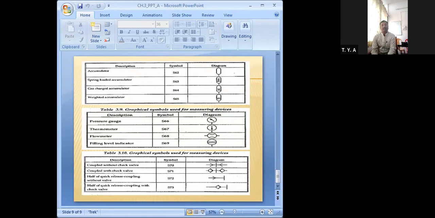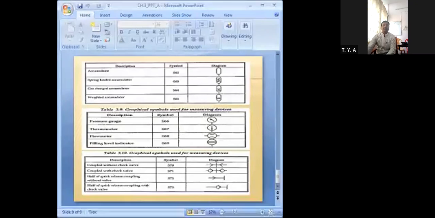Then there are a few more graphical symbols which are used for representing measuring devices. In measuring devices, we have pressure gauge, thermometer, flow meter, then filling level indicator. All of these come under that category. You can check pressure gauge is represented by this one, thermometer this one, flow meter, then filling level indicator. Then we have coupled without check valve, represented by this one, coupled with check valve, and half of quick release coupling, this one.